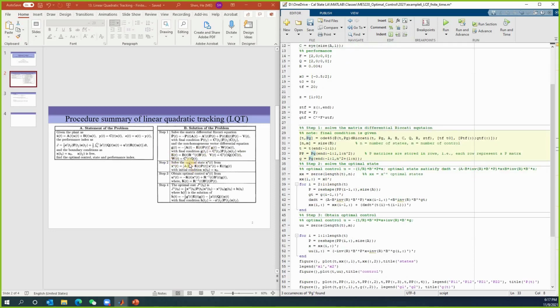The second step is to solve for the optimal states. We'll put the optimal state in XX, and the initial condition, which is the first element, is equal to X0 transpose. And the dx/dt is given. I just used the Euler method for integration, because from the previous step I used ODE45 to solve P and G. So I use the same time t to calculate this integration. And then I will find the optimal states.